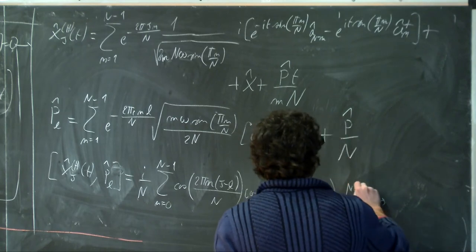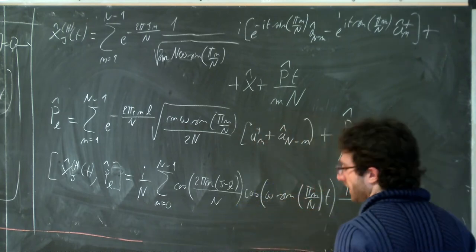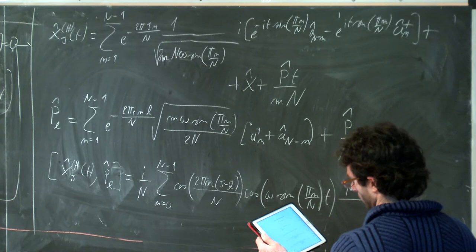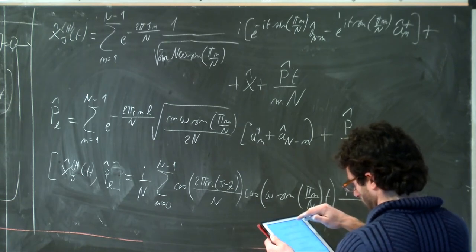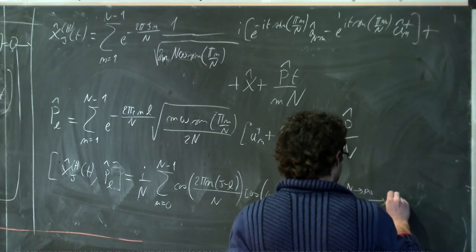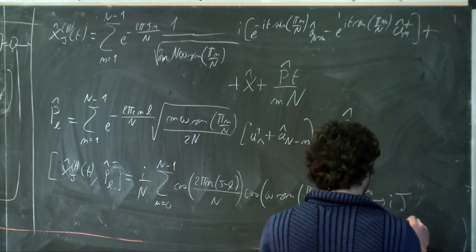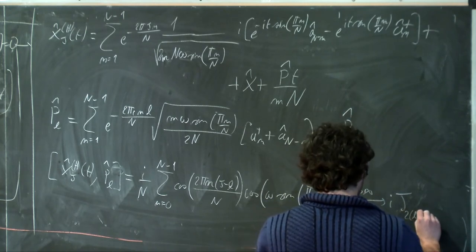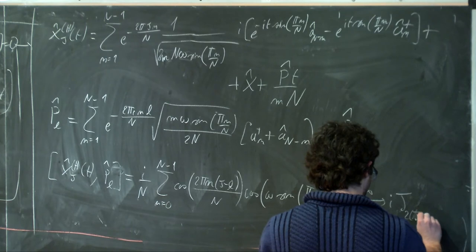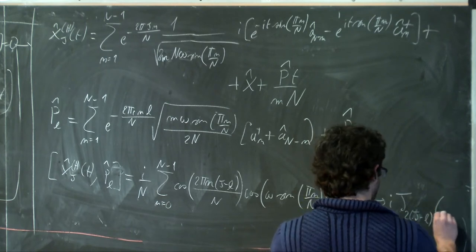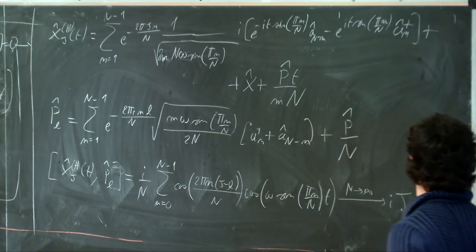And now if you take the limit N goes to infinity in this expression, you find that this approaches i times the Bessel function J_{j minus L} of 2 omega t.